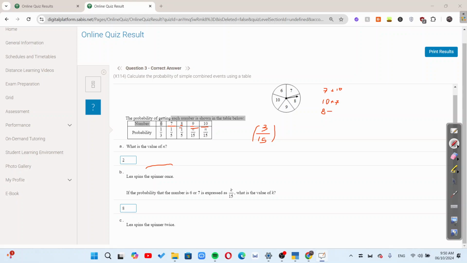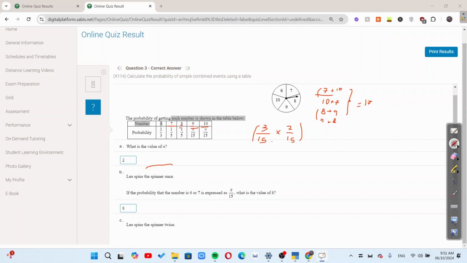8 plus 9 and 9 plus 8. These are the ways you could get 17. All of these equal 17. So since these two are the same and these two are the same probabilities, you're going to first solve for one of these. So 3 over 15 times 2 over 15. So you're going to solve it for one of these cases.